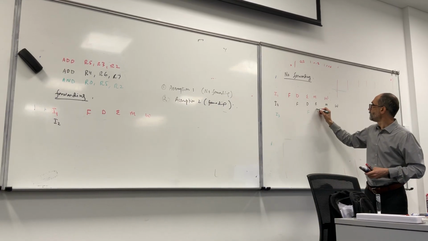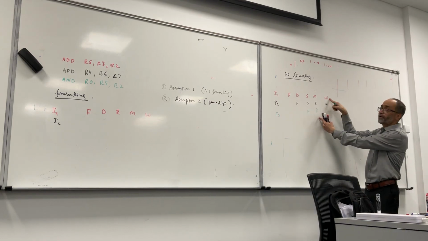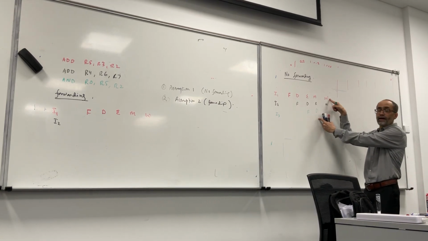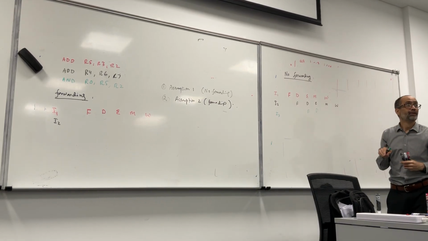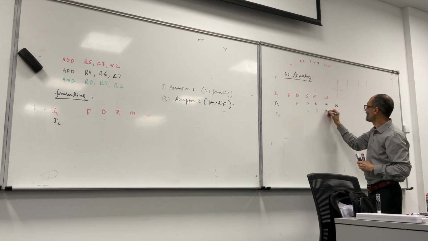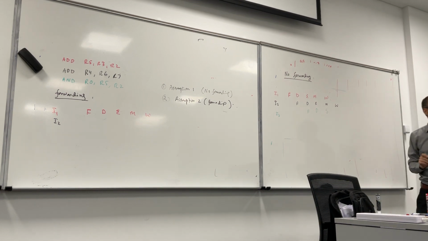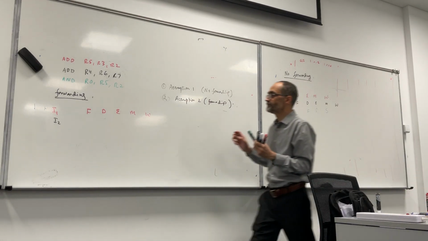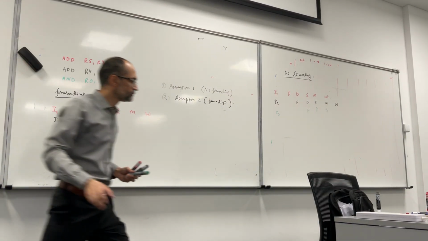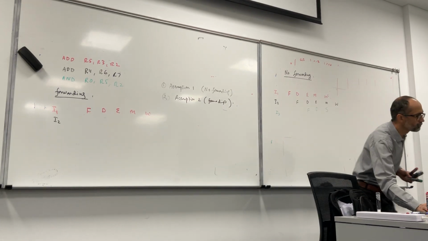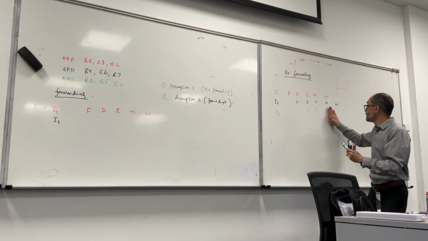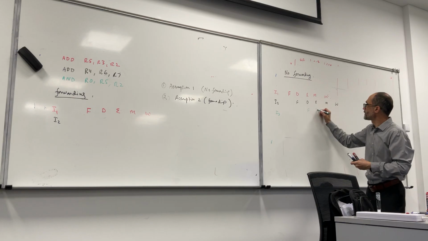decode here. But now the result is available where? Here. So we need what? One stall. So we need a stall here. Please remember, we need a stall here because we cannot do it.